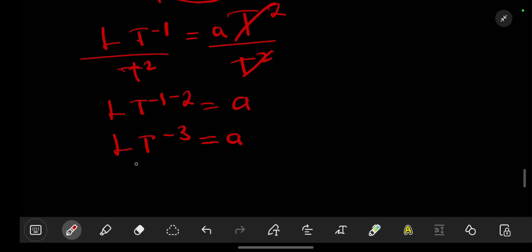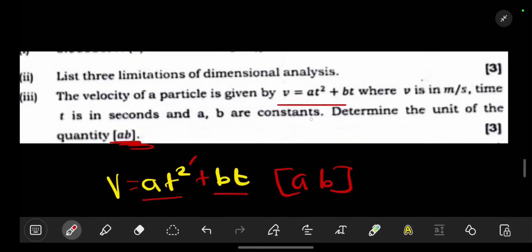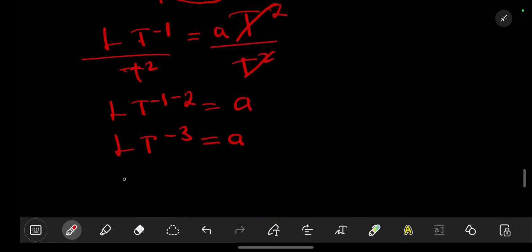Now to find the units of a, determine the units of the quantity. In SI units, the unit of length is meters, the unit of time is seconds, then we have to the power negative 3.